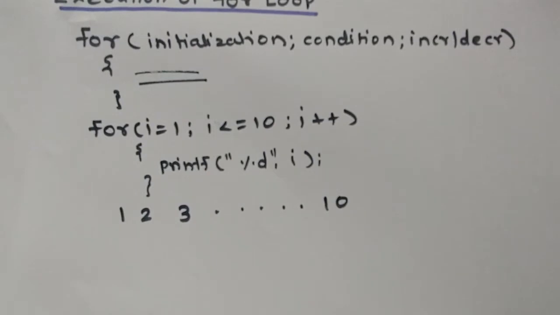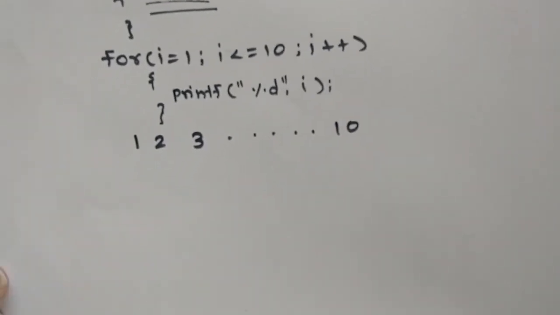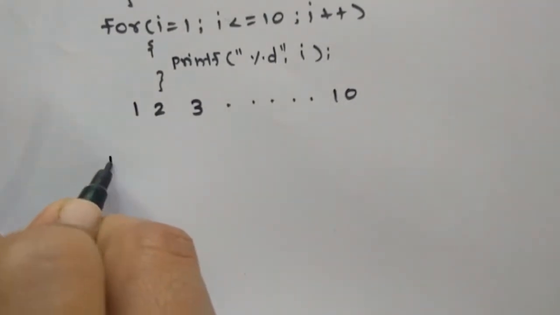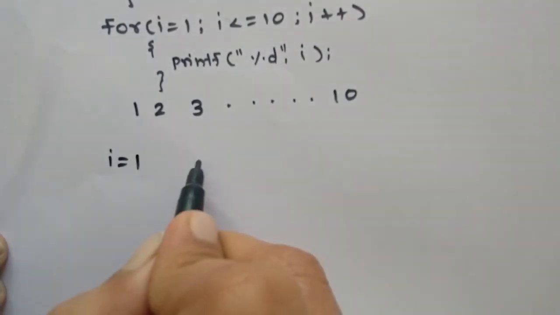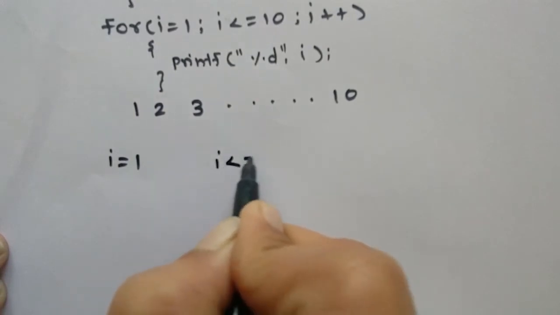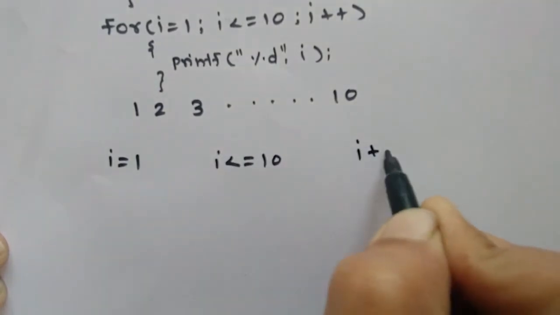But what is the actual execution of this? Let's see the actual execution of this. So when we are using the for loop, at that time your initialization is i equals to 1. So after this, here we are checking the condition. See, i equals to 1, i less than equals to 10, and then i plus plus.